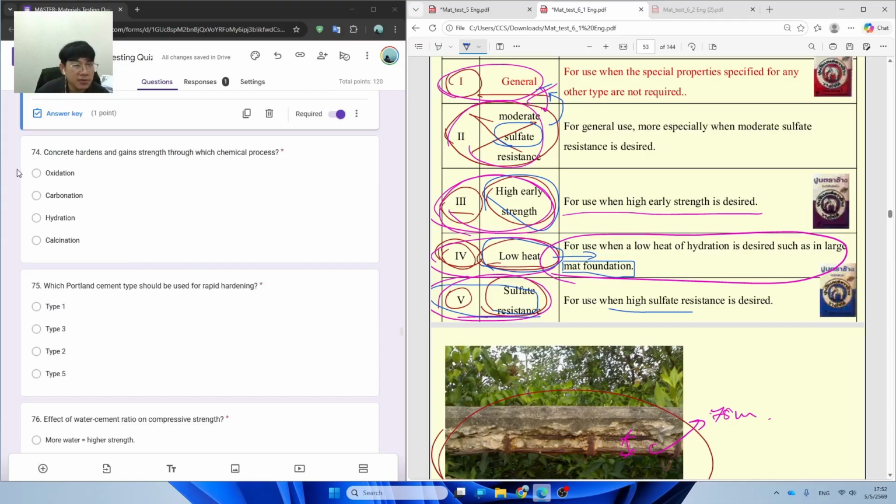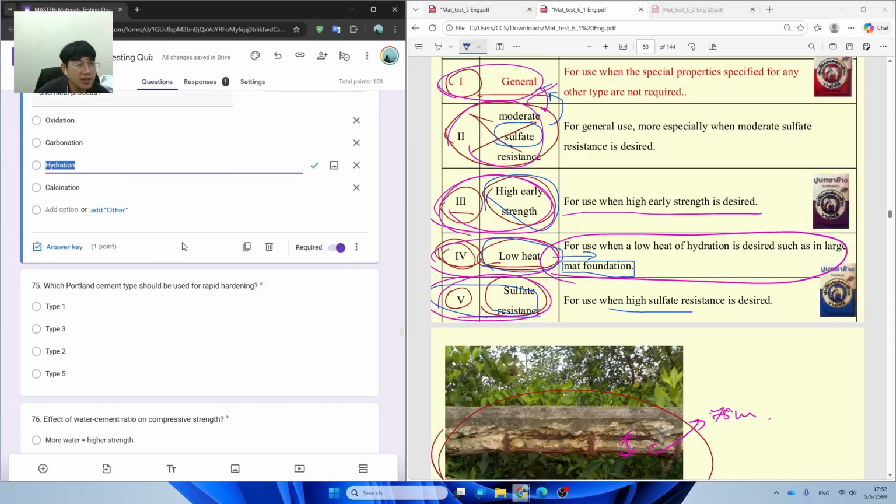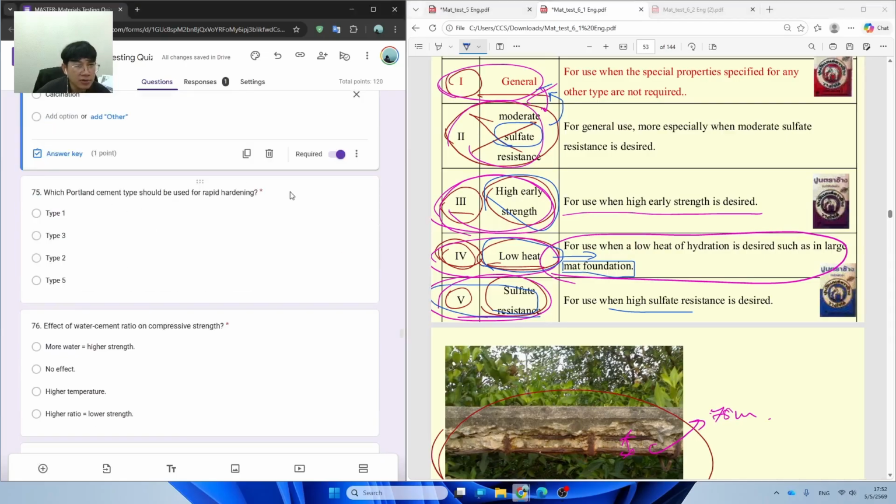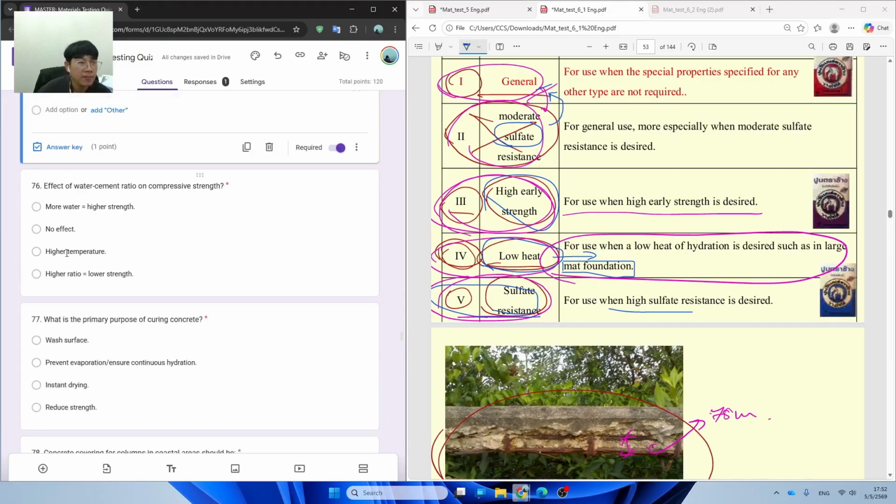Therefore, question number 74: the hardening phase in concrete we call the hydration process. And the cement type that should be used for rapid hardening is type number 3.